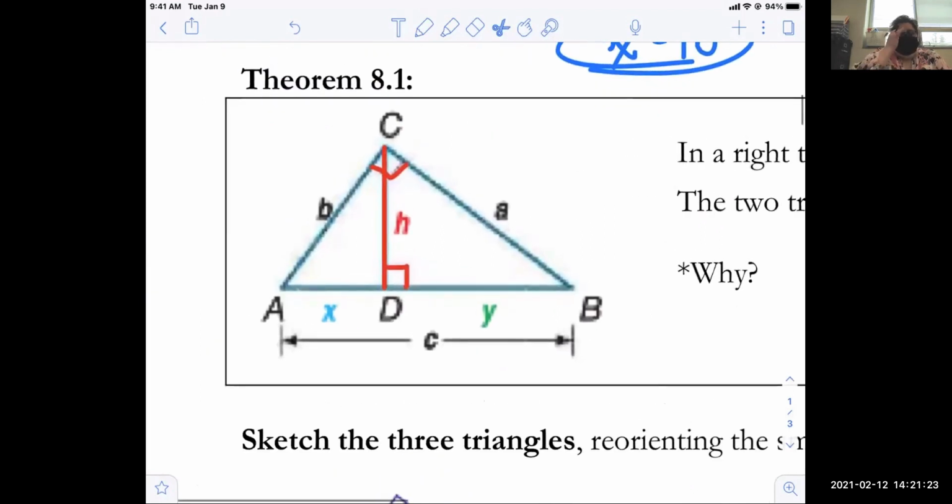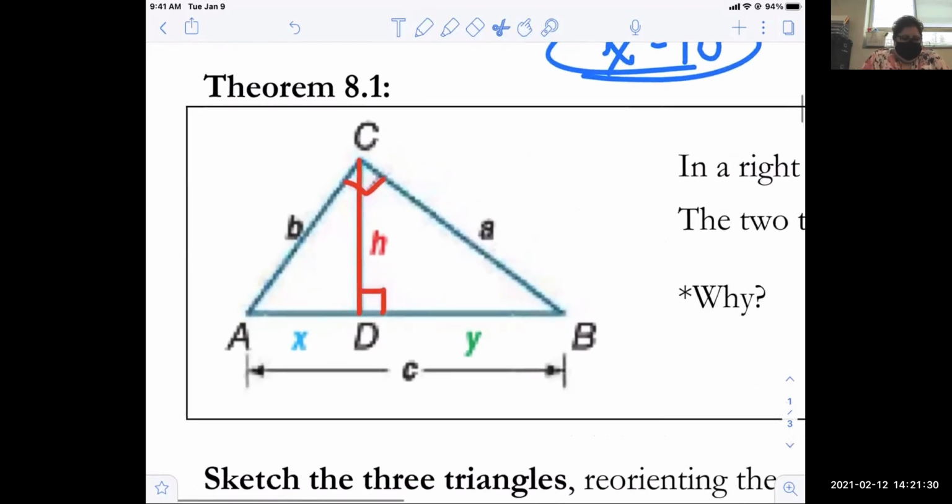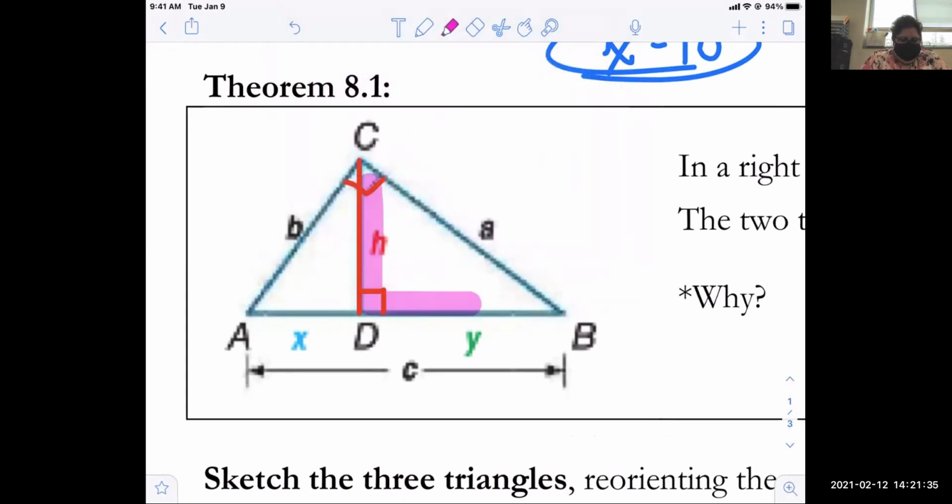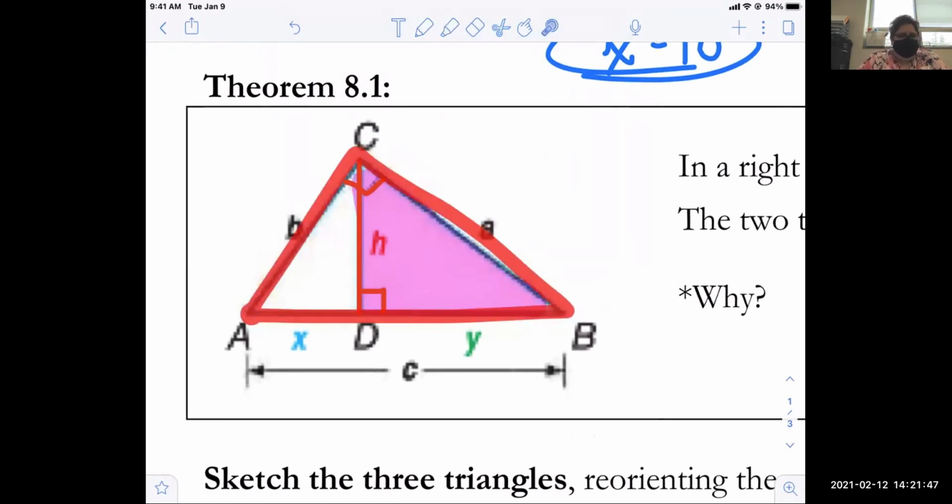Okay, here's our triangle. We've got a right triangle with an altitude drawn to the hypotenuse. I want to talk about the relationship between this triangle and the original big triangle, the ABC triangle. Why would Mama triangle be similar to Papa triangle, which is the original big triangle? Why are they similar?